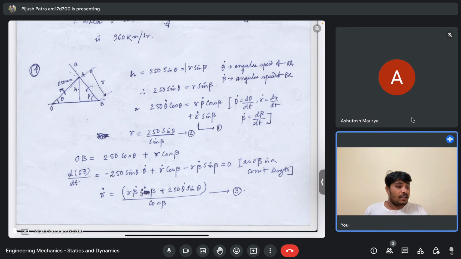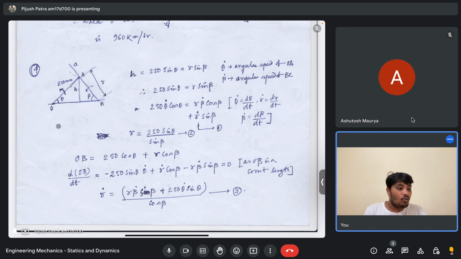Again from that same equation without the derivative, I can express R in terms of theta and beta, that R is 250 sine theta by sine beta. This is my equation 2. And again, I am just using only the geometry, nothing else. This distance h is fixed. I equated this distance with the two bar lengths, one is r and one is 250, with their corresponding angle with the horizontal. The other thing which I did is that I took the time derivative of that and then equated them.